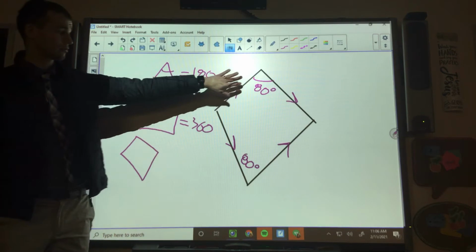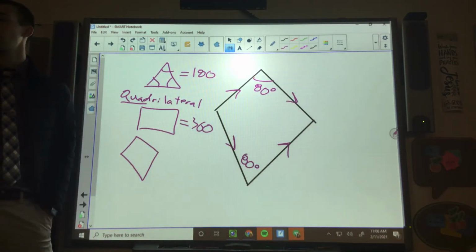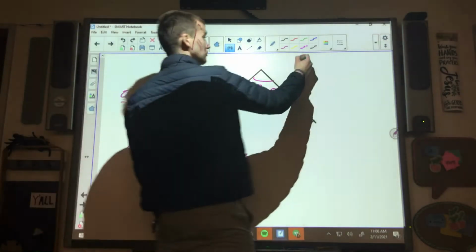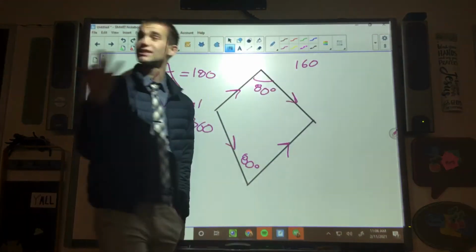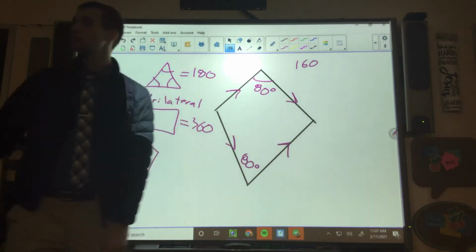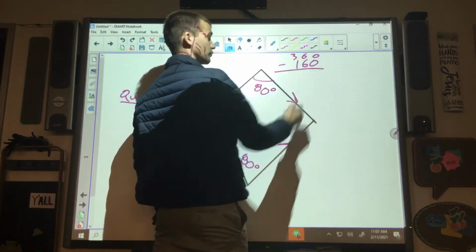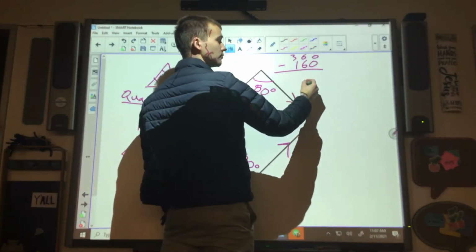This is a quadrilateral. This is 80 and this is 80. That is a total of what so far? 160. And I have 360 total. So how do I figure out how many degrees to split between these two? 360 minus 160, which is?